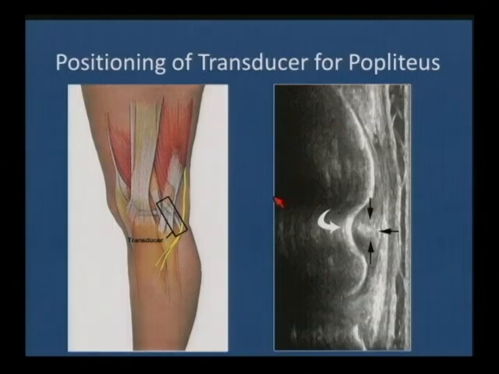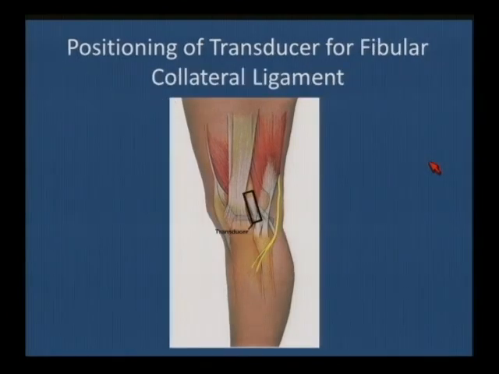And then we come a little bit more posterior, and it's really a coned down coronal image, but this structure here is the notch for the popliteus. We can see the notch for the popliteus on a radiograph, and here's the popliteus tendon, which is going to insert into the notch. So that's the popliteus tendon.